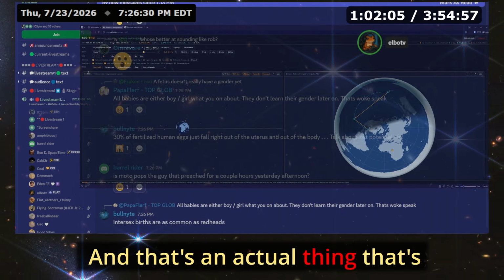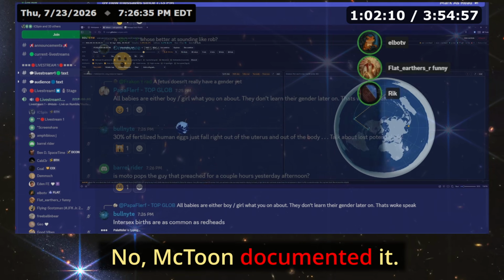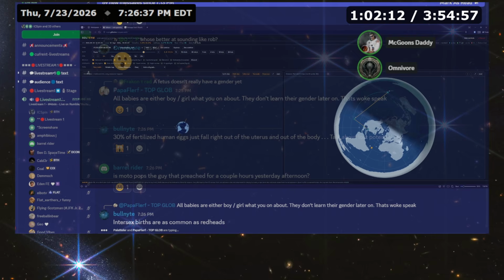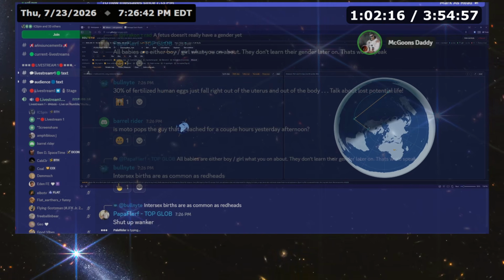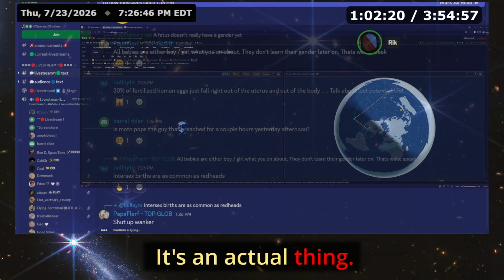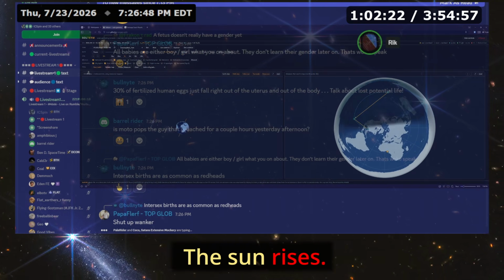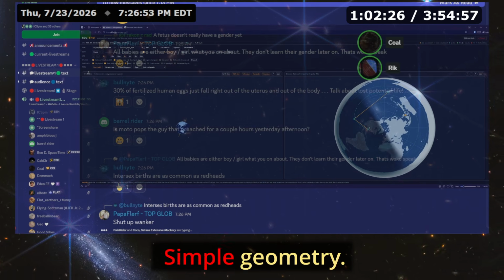And that's an actual thing that's happening, or is it something apparent? No, McToon documented it. It's pretty obvious. About 3 degrees below the horizontal. How's that work when the sun rises? Silly goose, the sun only sets at the horizon, not below your feet. Yes, it's an actual thing. McToon documented it. The sun rises at 3 degrees below the horizontal if you're at 35,000 feet. Simple geometry.